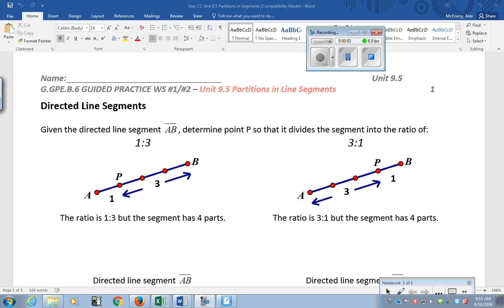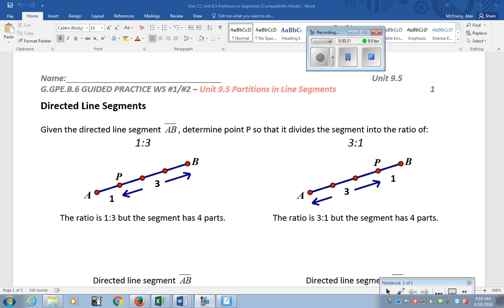Hey everyone, this is Unit 9.5. We're going to talk about some partitions and line segments. So I'll be using some ratios and fractions, and we'll be using some of the coordinate geometry methods of slope that we talked about in previous lessons in 9.3.